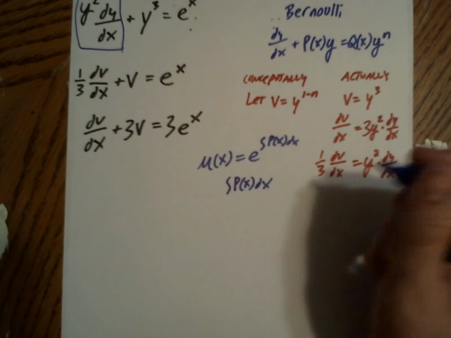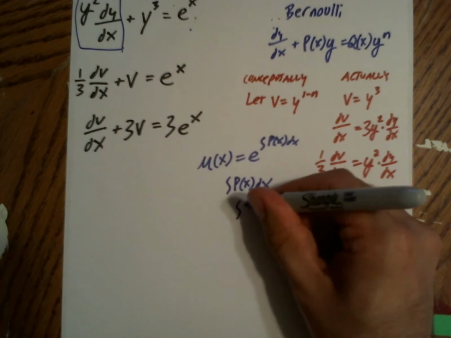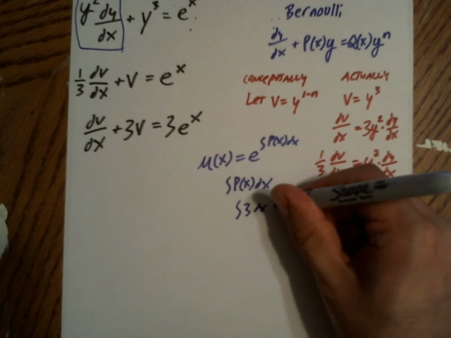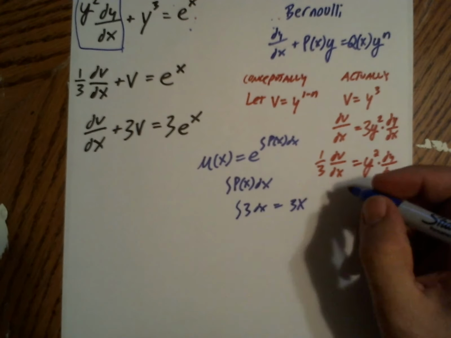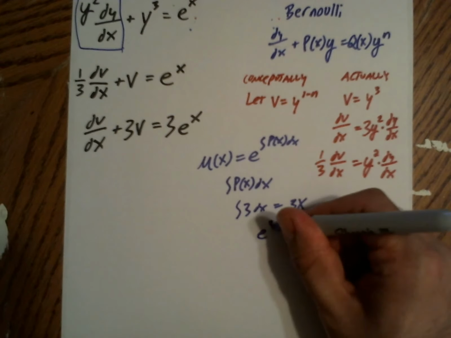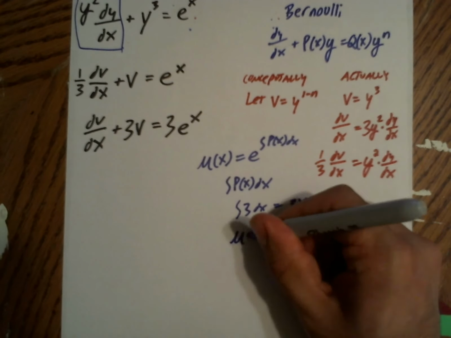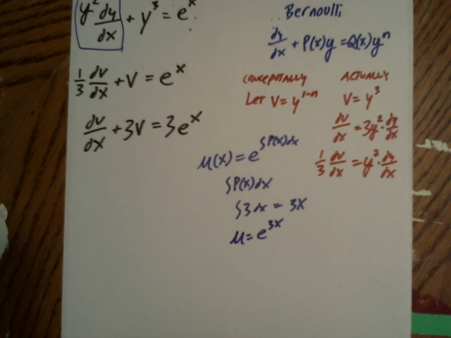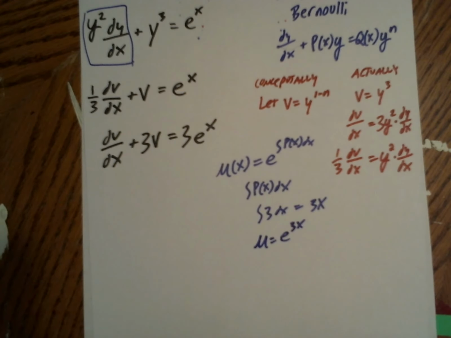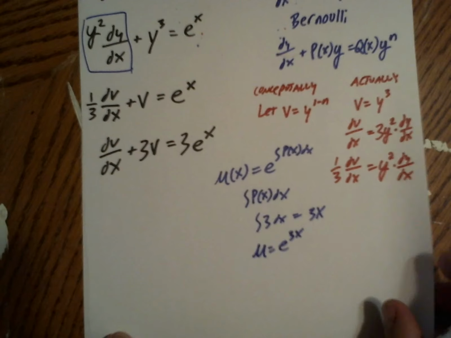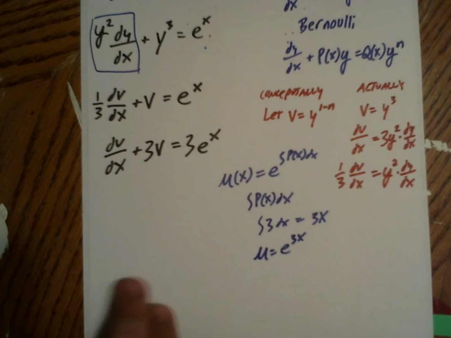This p is just 3, so the integral of 3 with respect to x is just going to be 3x. And didn't we say that this was e to that? So that's what our mu is, just e to the 3x power. So let's multiply everything by this mu. And this I will do on a separate sheet.